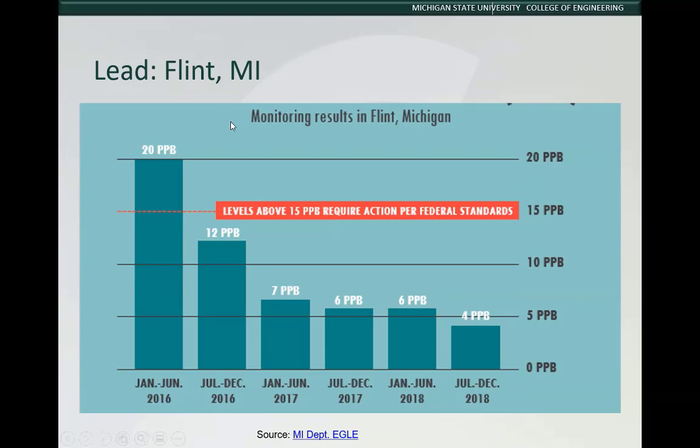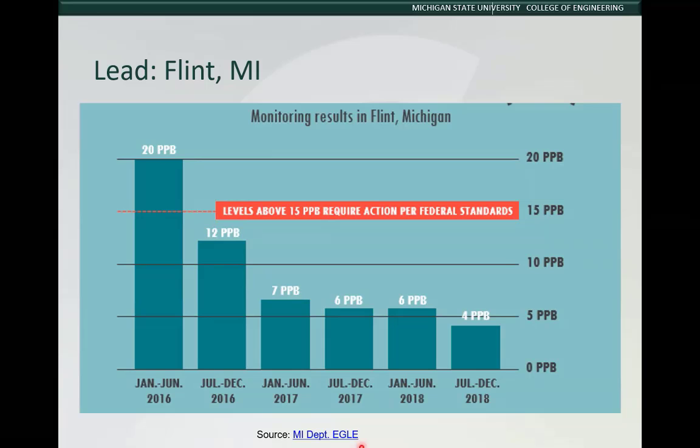The action level, as shown here, is the level at which a decision is made as far as optimal corrosion control. So if the level is above 15 parts per billion, then the water system is determined to not have achieved optimal corrosion control, and they have to take measures in order to optimize corrosion control.